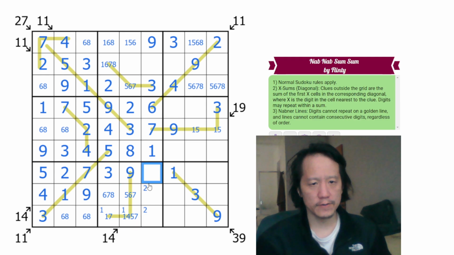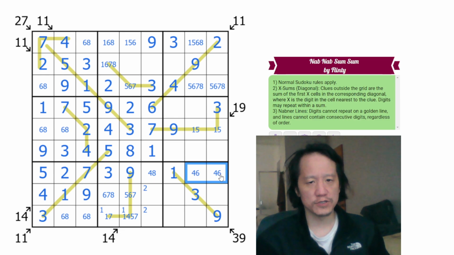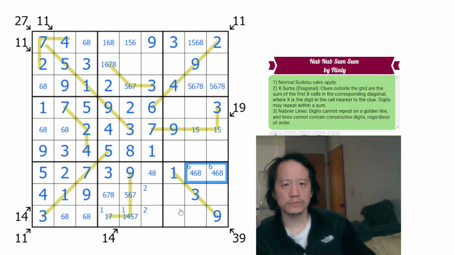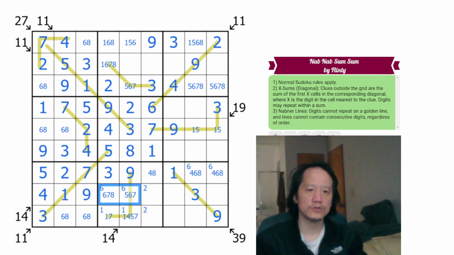Let's see. This has to be 4, 6, or 8. So this is 4, 8. These are 4, 6, or 8. So the 6 has to be here. The 6 is one of these two.